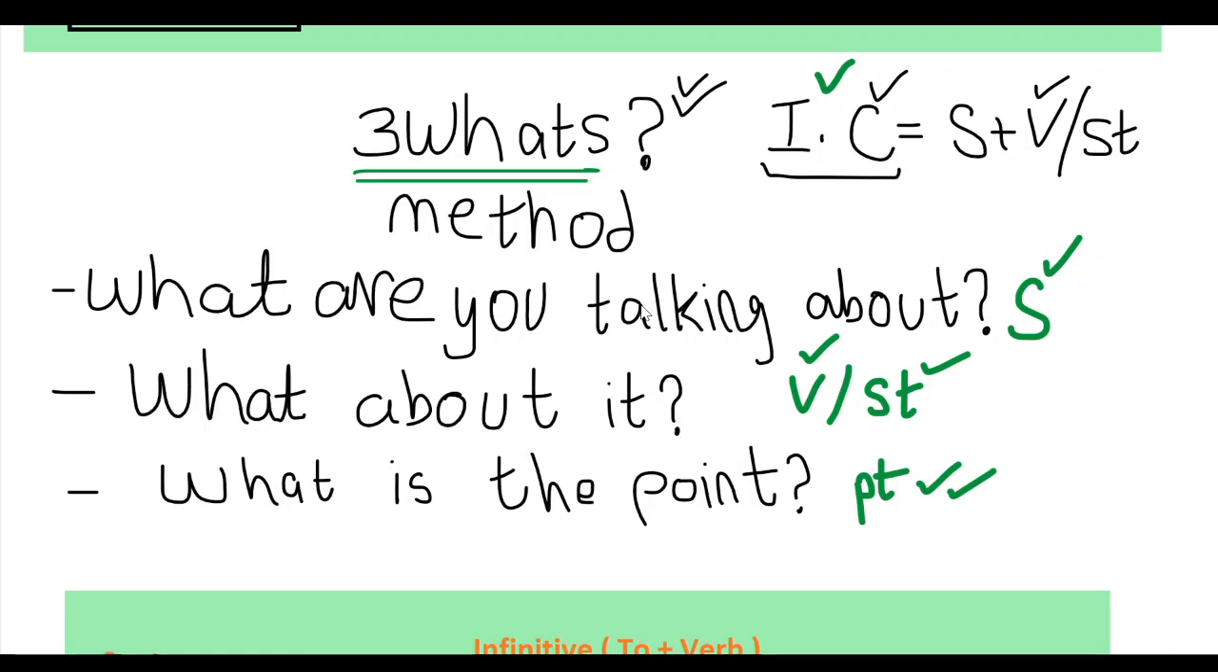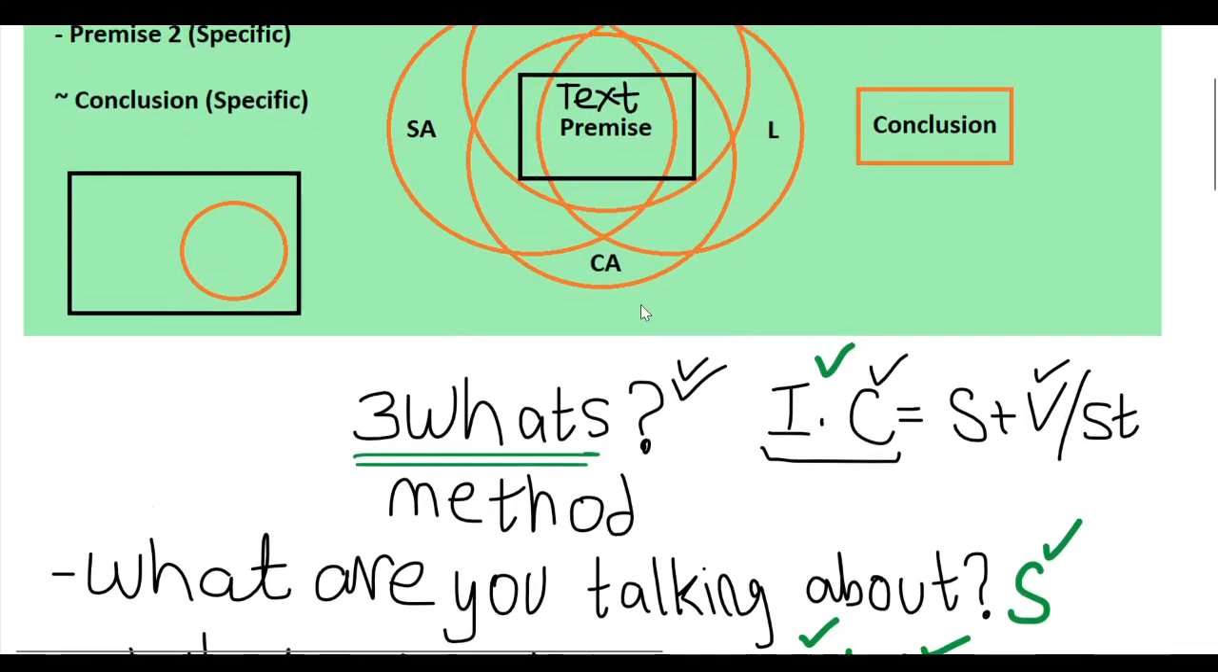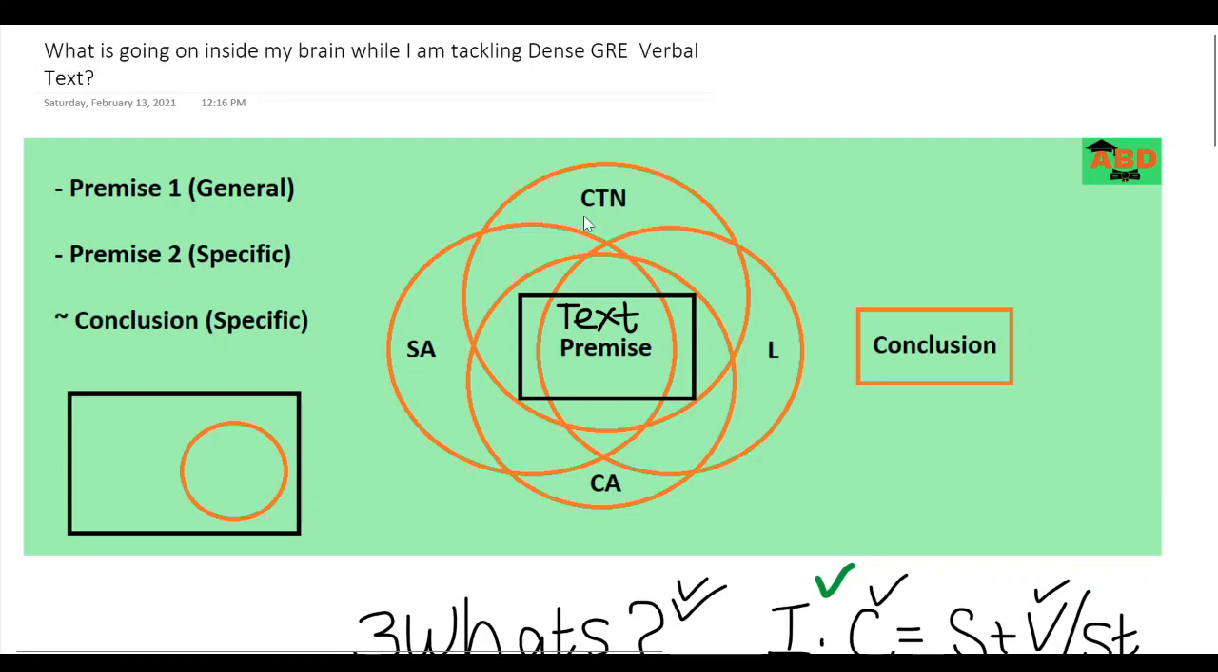And before I dive into this, I need to highlight this crazy diagram in which I have described the prerequisites I demand from you guys if you want to apply this three what's method effectively. The first one here is CTN. I call it canceling the noise. Canceling the noise is about the major ideas and ignoring the details, and the major ideas are always in the independent clauses, where there are subjects and verbs.